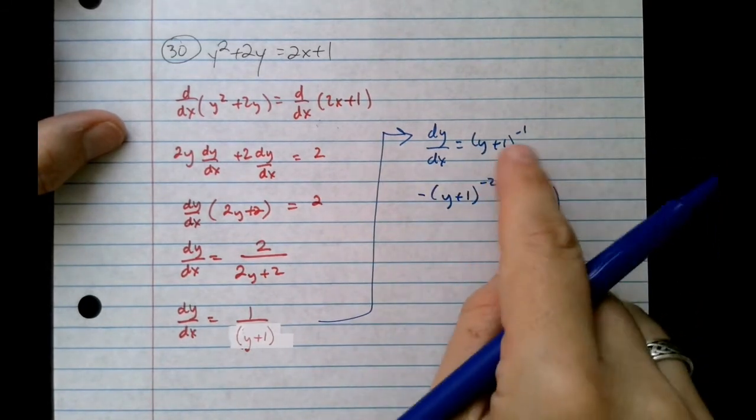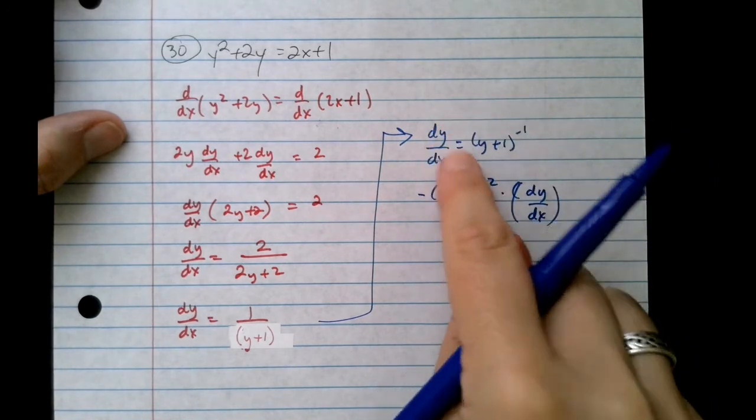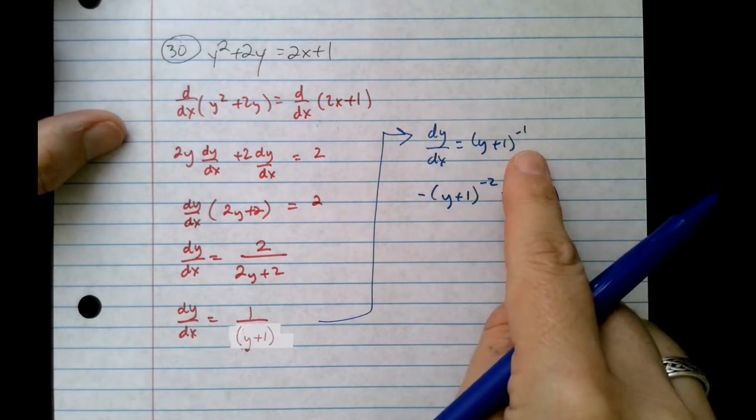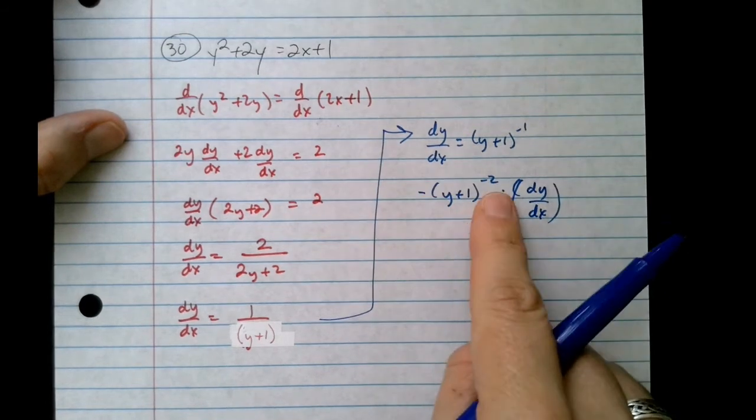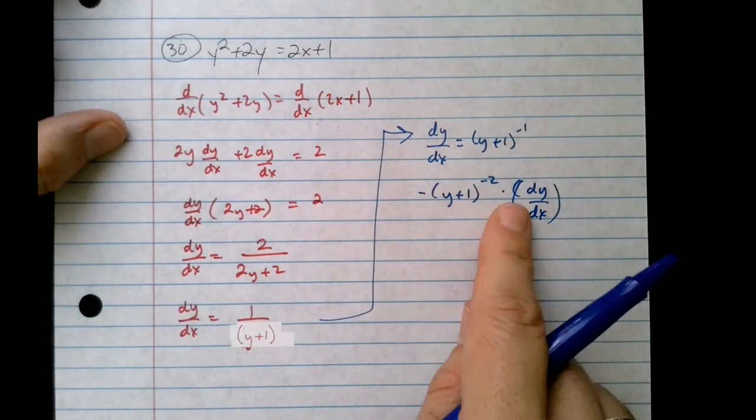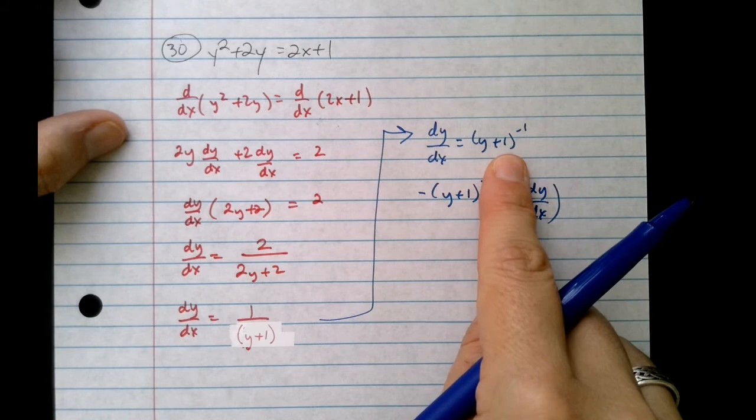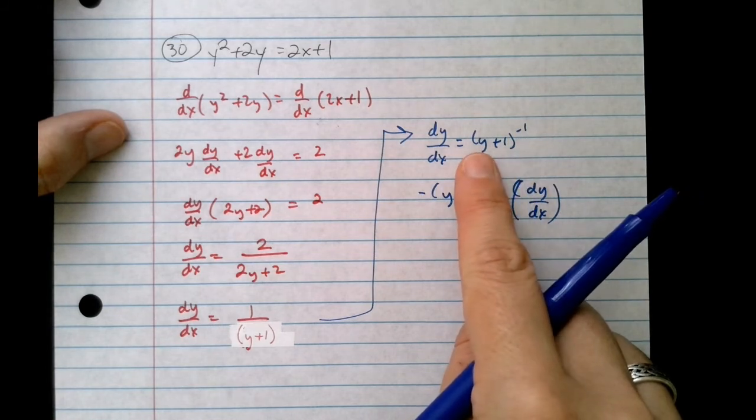So I did the derivative of the outside. The outside function is something to the power of -1. So I did power rule. So -1, and then the outside goes to -2 with the inside left alone, times the derivative of the inside. The derivative of 1 is 0, but the derivative of y is 1 dy/dx.